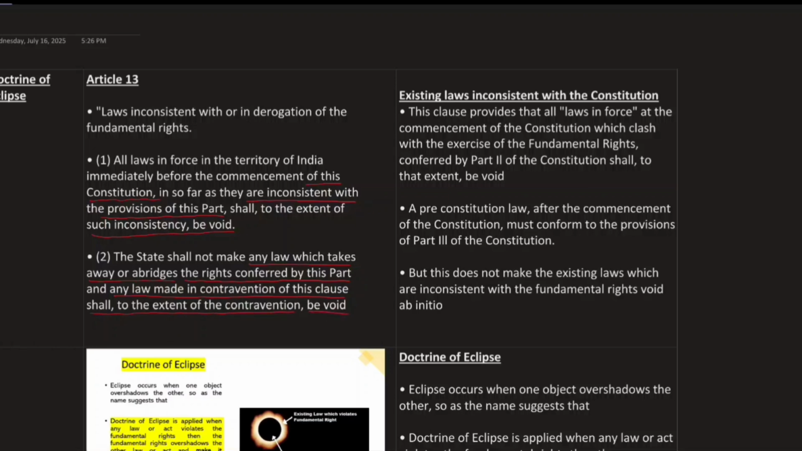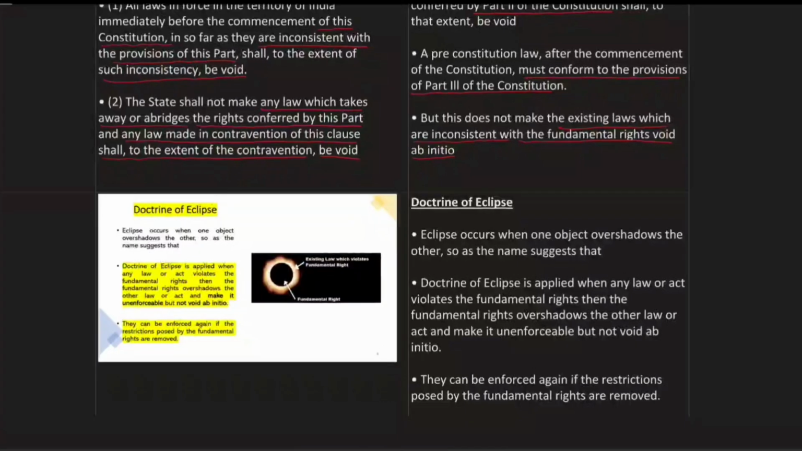Existing laws inconsistent with the Constitution. This clause provides that all laws in force at the commencement of the Constitution which clash with the exercise of fundamental rights conferred by Part 3 of the Constitution shall to that extent be void. Pre-constitutional laws after the commencement of the Constitution must conform to the provisions of Part 3. But this does not make the existing laws which are inconsistent with the fundamental rights void ab initio.